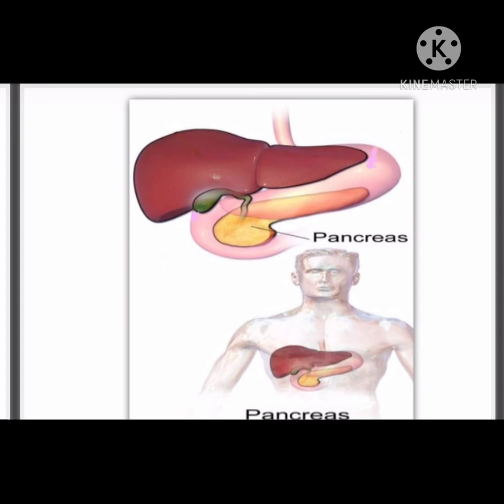Okay, so the remaining endocrine glands I will discuss in the next class. Okay.